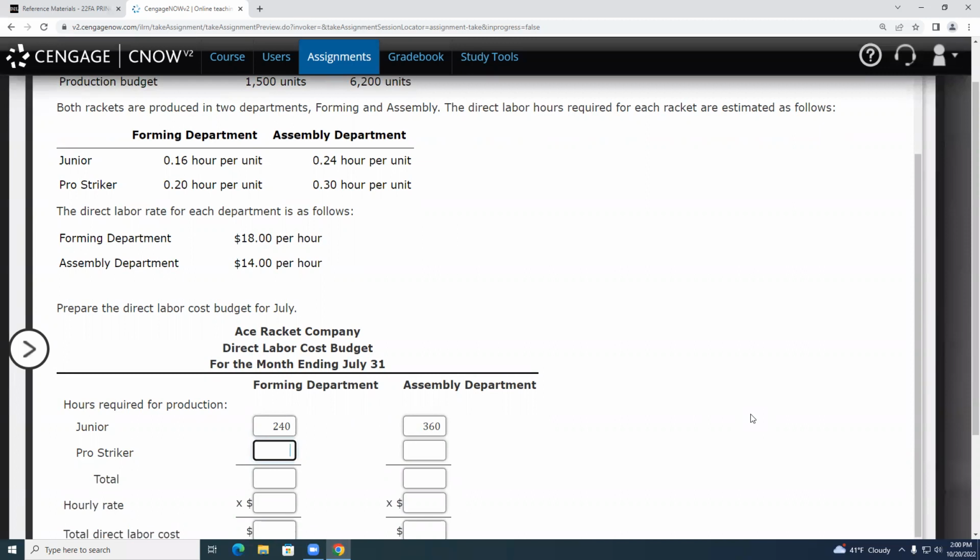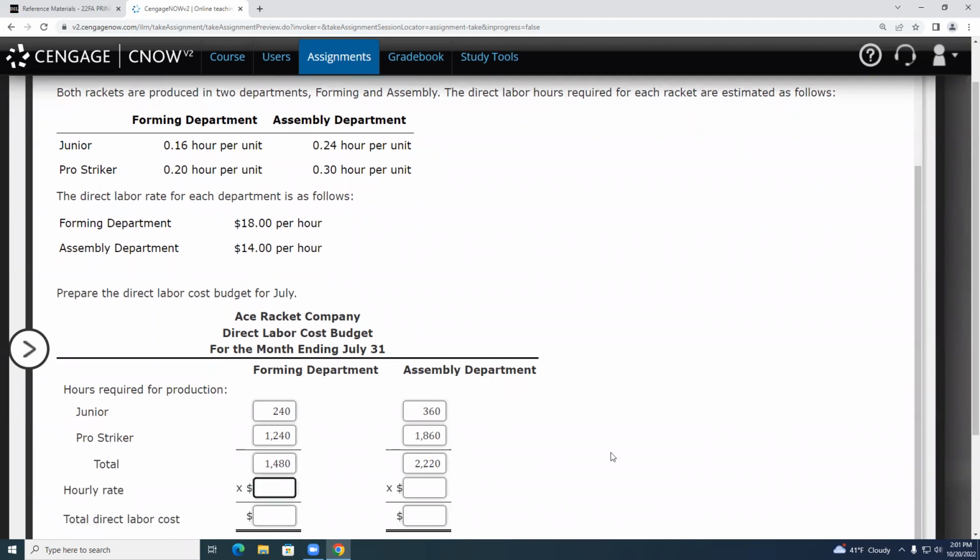We'll do the same thing for the Pro Striker model, knowing we expect to produce 6,200 units of that. And then we can add those together to get the total number of labor hours needed in the forming department and in the assembly department. Let's go ahead and finish this up based on how much we expect to pay workers in the forming department and in the assembly department. And then we'll talk about the implications of this information.